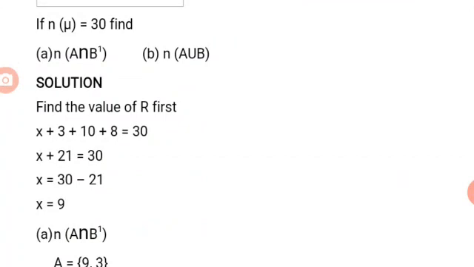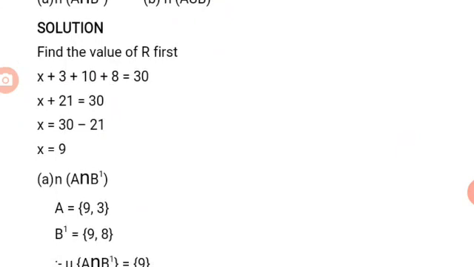So from this, we now say X plus 21, where we got 21 is 3 plus 10 plus 8, which is equal to 21. Exactly equals 30. Therefore, we now find the value of X. So we subtract 21 from 30, which will give us 9. Are we together? Which will give us 9.